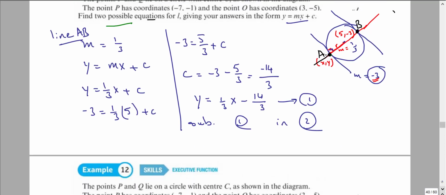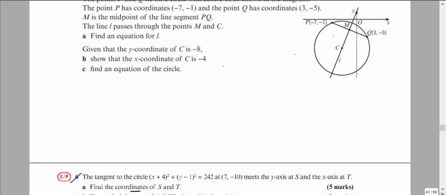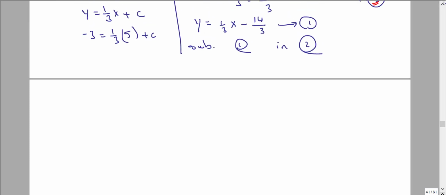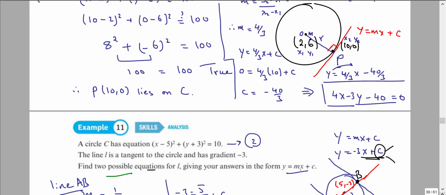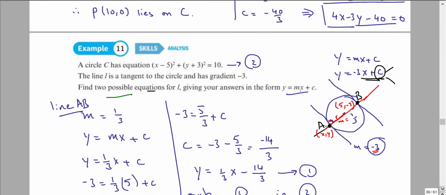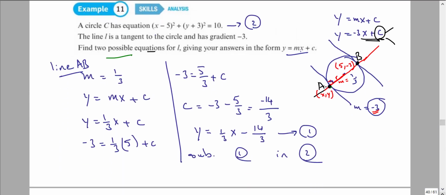Okay, just let me insert a page here so that we can continue solving. Okay? Let's go.